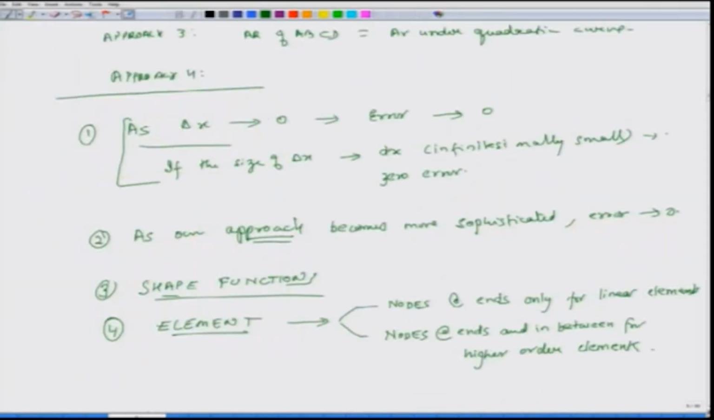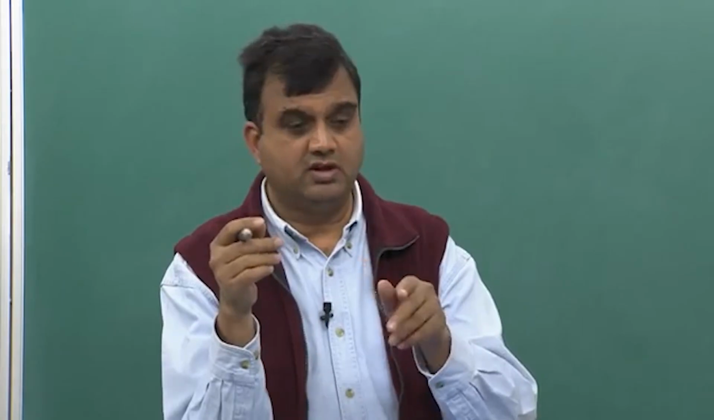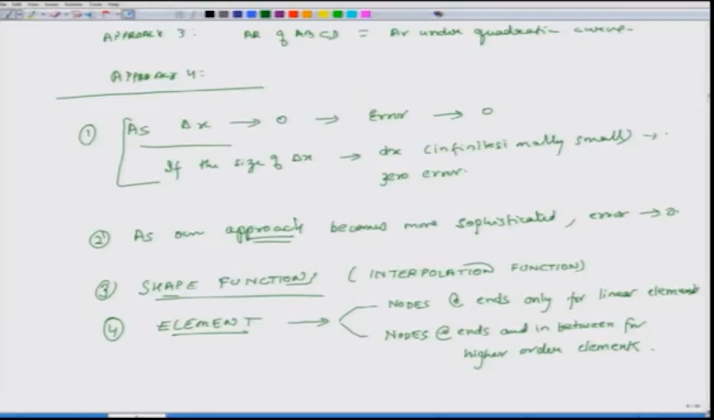Another term for this shape function is interpolation function. In this class I will use shape function and interpolation function interchangeably. They are known as interpolation functions because they help us interpolate the value of unknowns between 2 nodes. If I know the function, using that function I can interpolate the value of the unknown between 2 nodes using interpolation methods. So, they are known as shape functions or interpolation functions. Some people also call them basis functions.